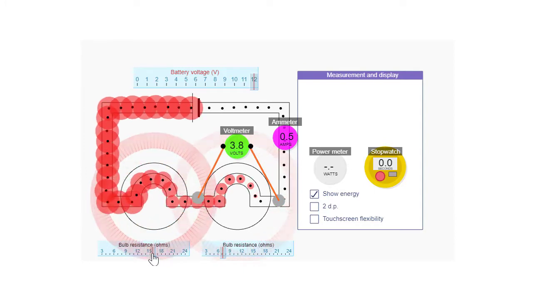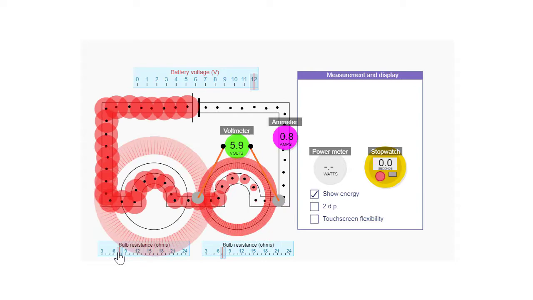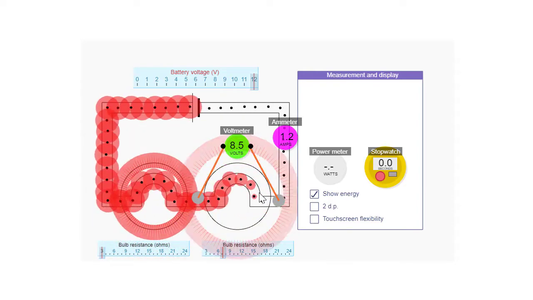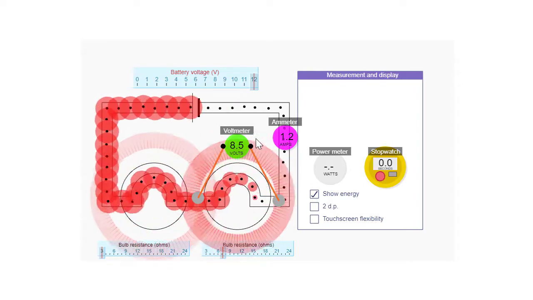But in an electric circuit, the PD does change with the current. If I change the resistance of this bulb here, the current around the circuit will change. You'll notice that as the current changes, the PD across this bulb will change. Watch.